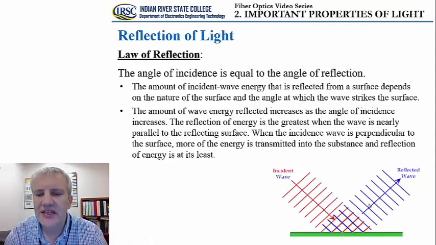If we establish the axis that's perpendicular to the boundary between the two media at the point where the incident wave hits the boundary, and then measure the angle between that axis and the incident wave, that angle is called the angle of incidence. Similarly, we can also establish the angle of reflection. That is the angle made by the axis perpendicular to the boundary and the direction of the reflected wave. These two angles are always equal to each other according to the law of reflection.